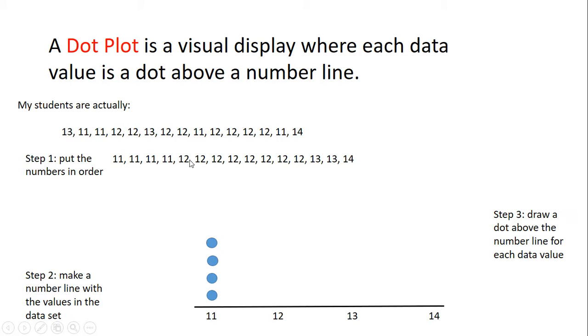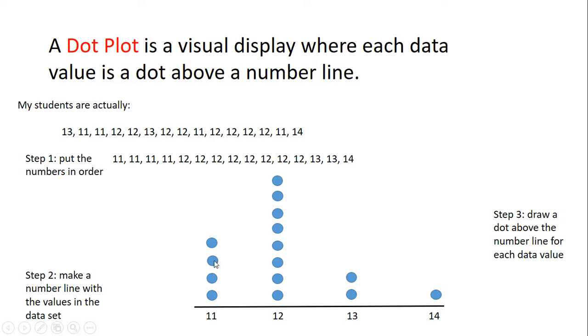And now we put 1, 2, 3, 4, 5, 6, 7, 8 dots above the 12. Okay, each of those dots is one of these 12s, and that's why they're above the 12. So there are 8 students that are age 12. And then we have 2 that are 13 and 1 that's 14. That is a dot plot, okay?